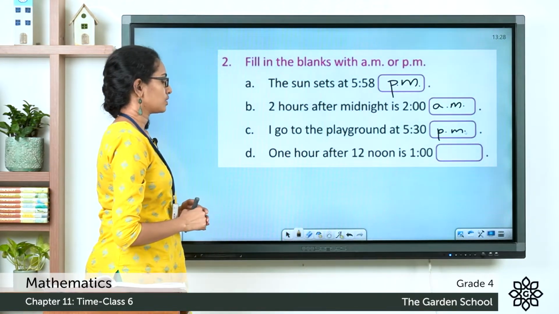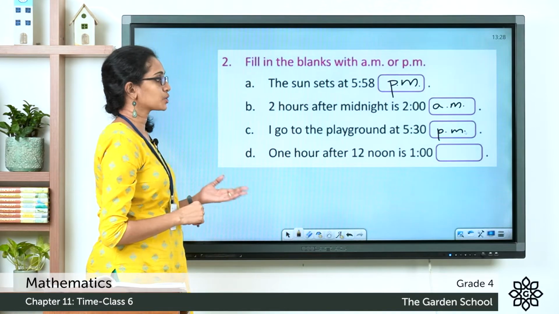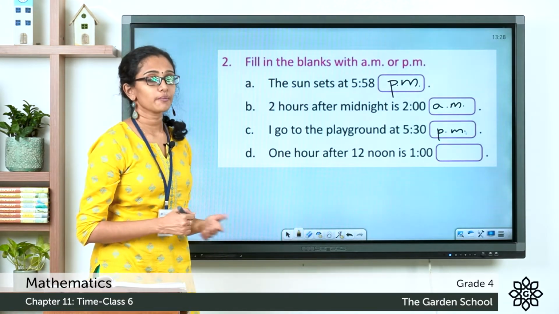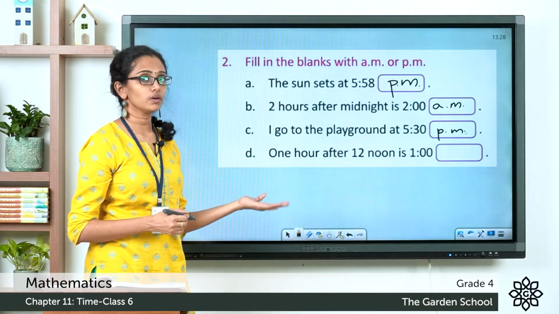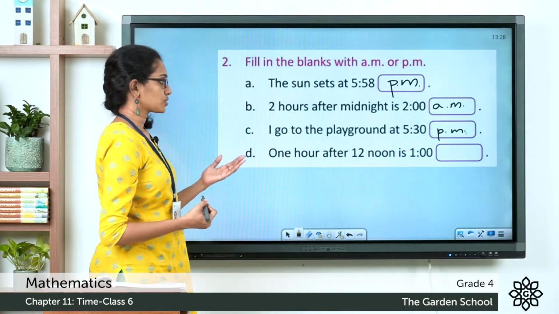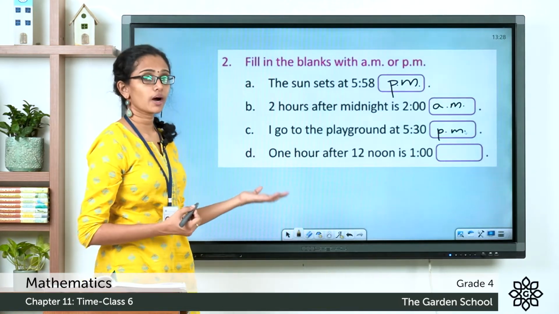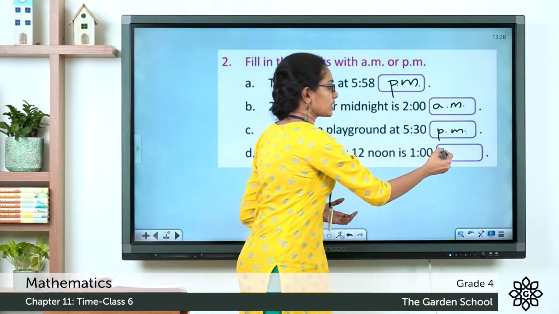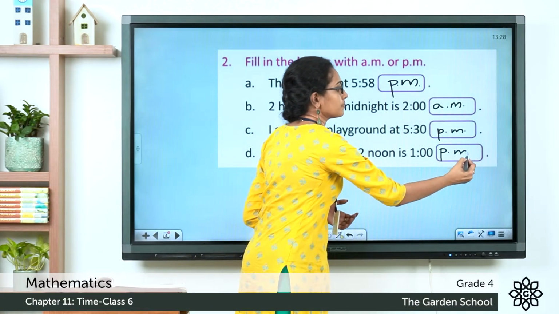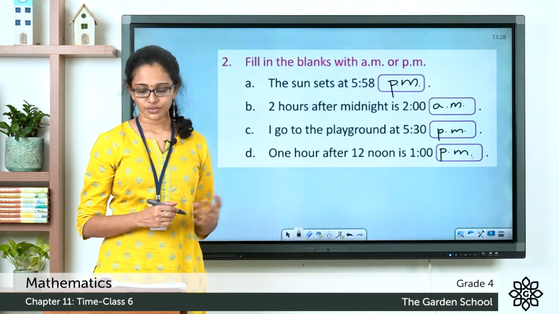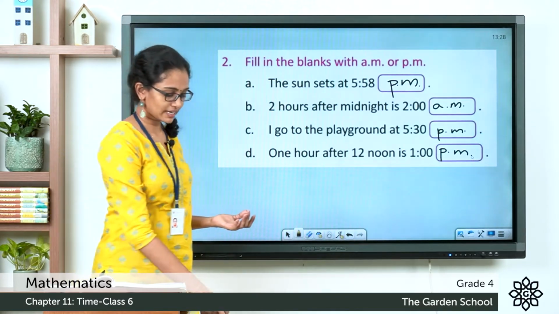Now question D, 1 hour after 12 noon is 1. Is it AM or PM? After 12 noon we use PM. So 1 hour after 12 noon is 1 PM. So let's write PM here. I hope you understood all these questions. Now let's move to the next one.